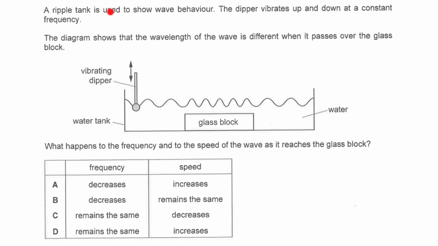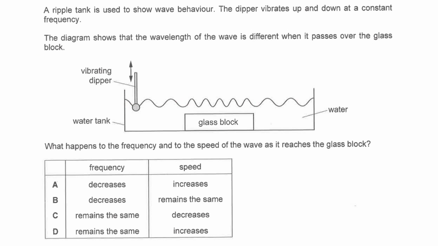In this question, you are given a ripple tank here, and there's a dipper that vibrates up and down at constant frequency. This side view of the ripple tank shows the wavelength of the wave. They are different. Can you see here? The wavelength here is longer, while the wavelength here is shorter when the water is shallower as it passes through the glass block. So it's deep, shallow, and deep.